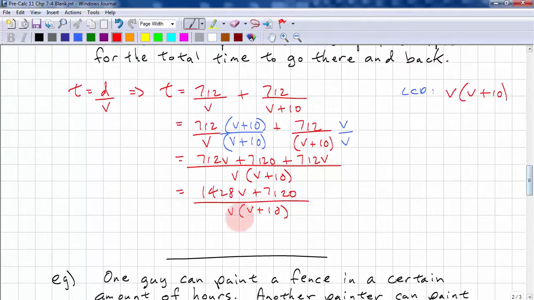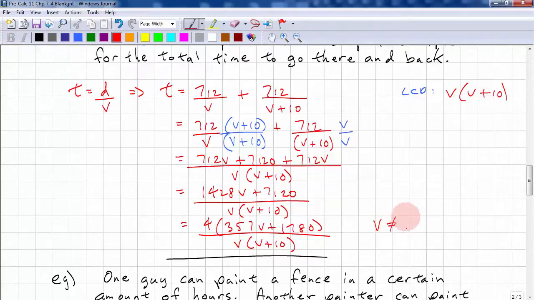And if you like, we can factor something out of the numerator. And the largest factor is 4. So we have 4 times 357V plus 1780 over V times V plus 10. And we need our domain. V does not equal 0 or negative 10. And our NPVs are the opposite, so V equals 0 or negative 10.